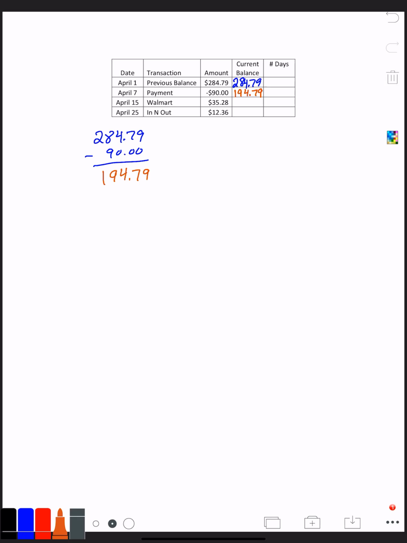But we need to know how many days this balance held, right? It was $284.79. I want to know how many days that was. Well, that happened on April 1st, April 2nd, 3rd, 4th, 5th, 6th, and then if we go to the 7th, we can say, wait a second, on the 7th, the balance actually changed. So it was no longer the same thing on the 7th. So only the ones before that would count. And there are 6 days here. So we put 6 on that number. Great. Now we go to the next one.